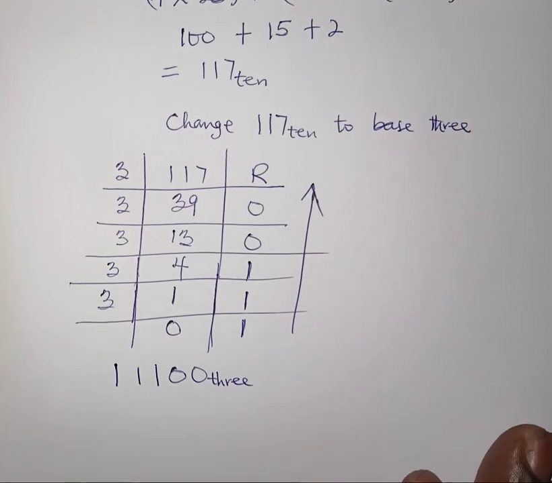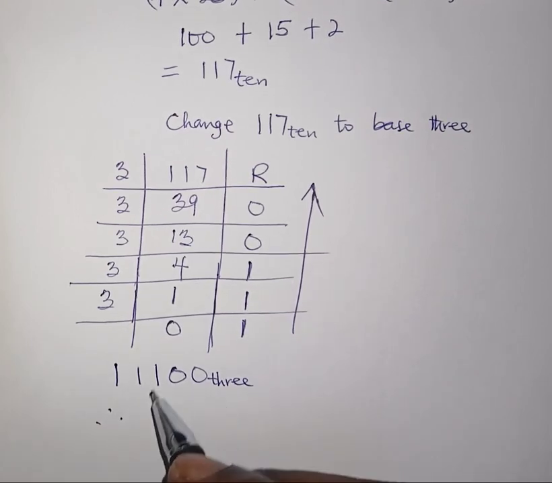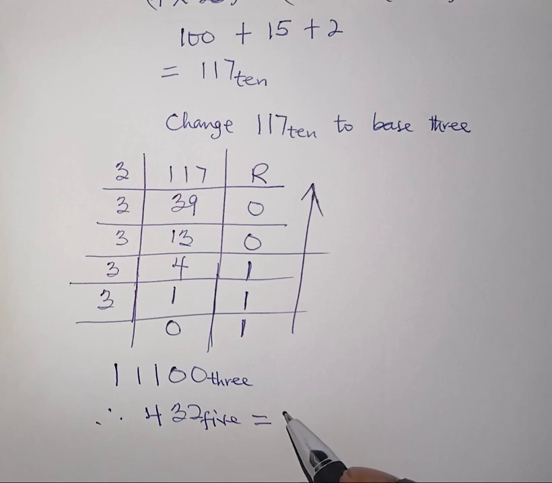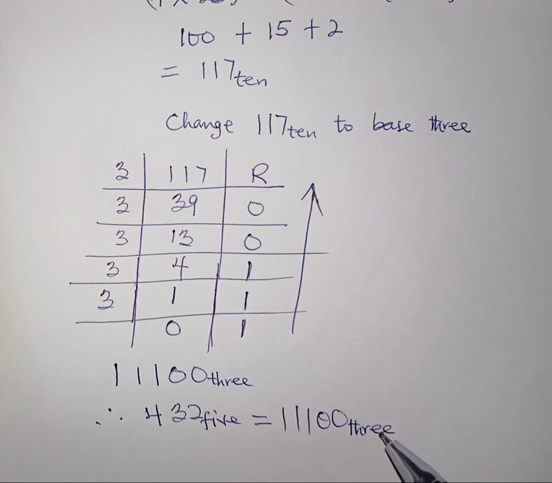Okay, so we can then conclude that, in the question we're asked to convert 43 to base 5, therefore 43 is equal to 11100 base 3. Yes, so that is how we can do it. Okay, now let's see if we can take another example.